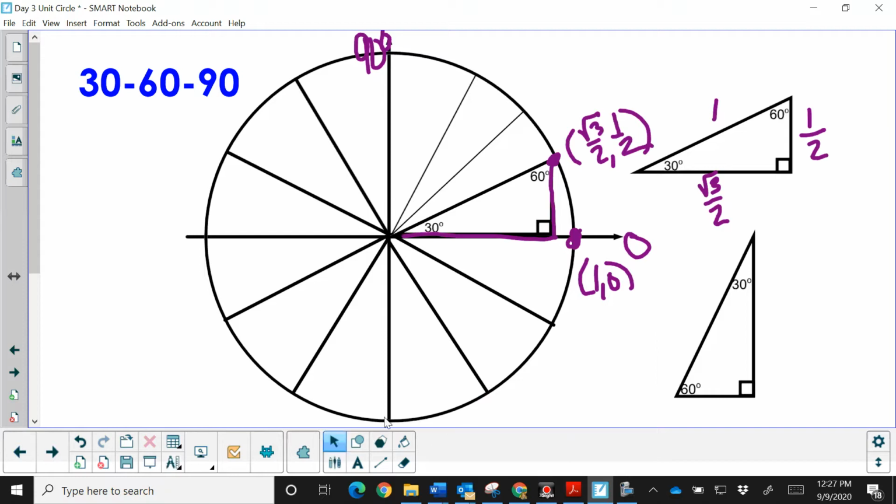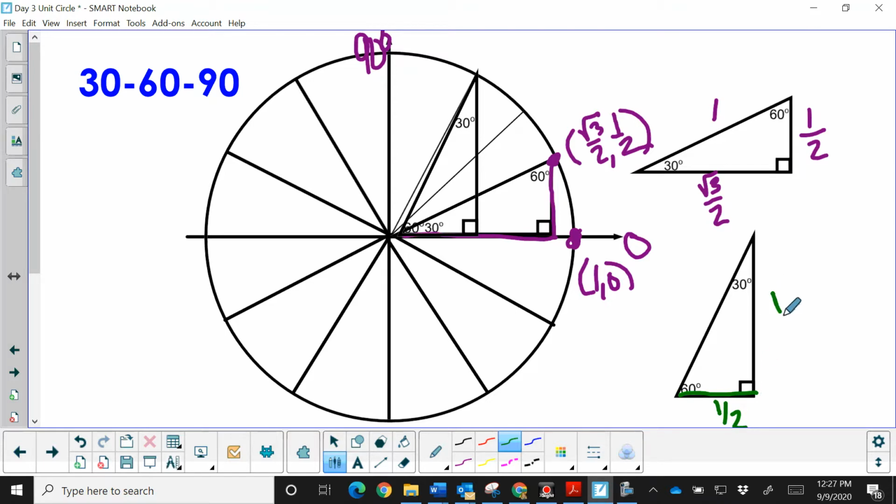Now, to get to the 60-degree position up here, we again are going to use our 30, 60, 90. So let's go back and mark it. Okay, we're going over 1/2 this time, and we're going up the square root of 3 over 2. So the x direction is 1/2 and the y direction is √3 over 2. And that's how we're going to build out this first quadrant.